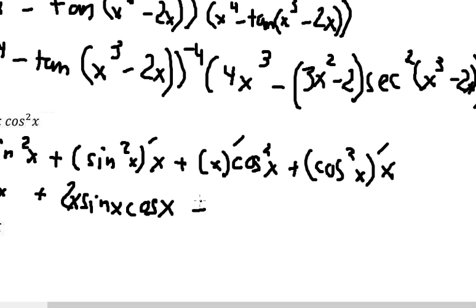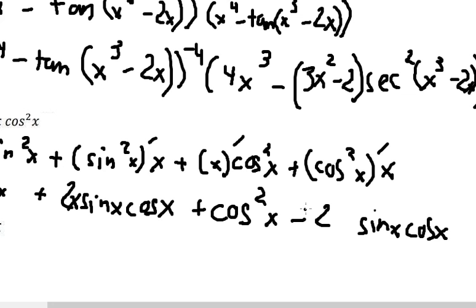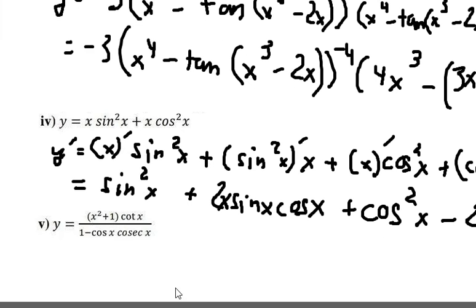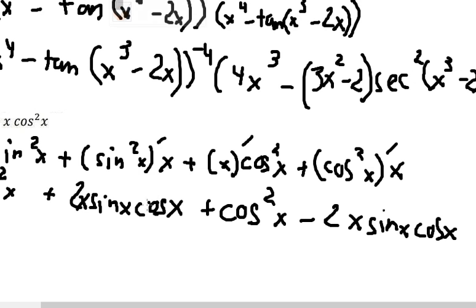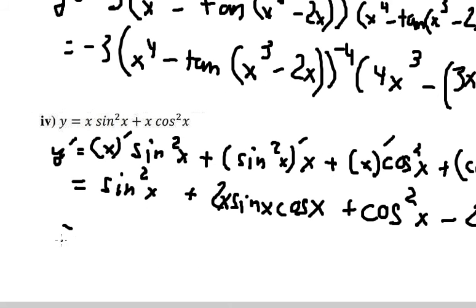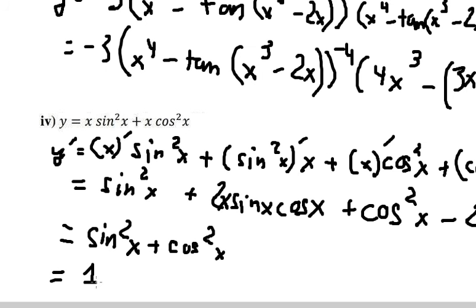This one we have 1. This one we have negative 2 sine x cosine x, and we have x in here. And now we simplify. This one and this one, they will cancel. So we have sine x squared plus cosine x squared, and this one equals 1.